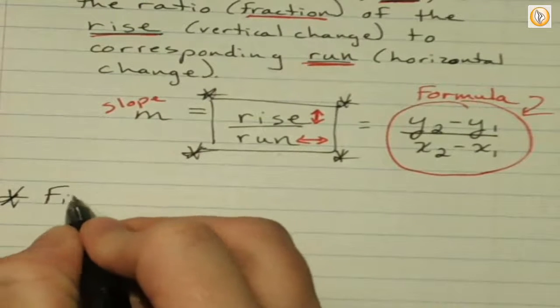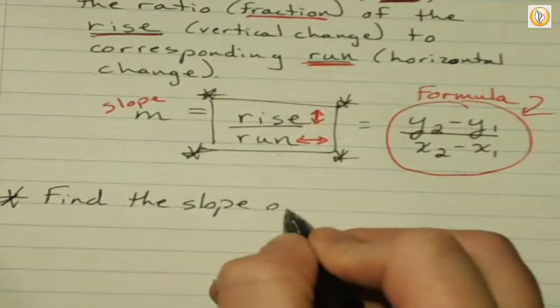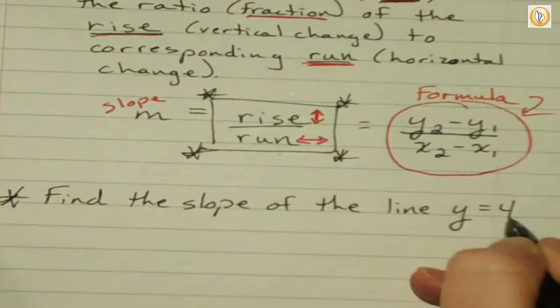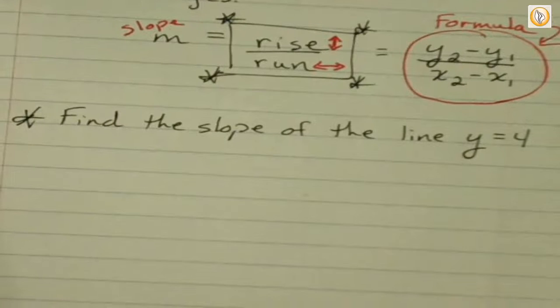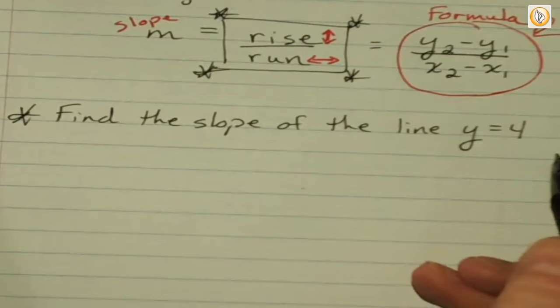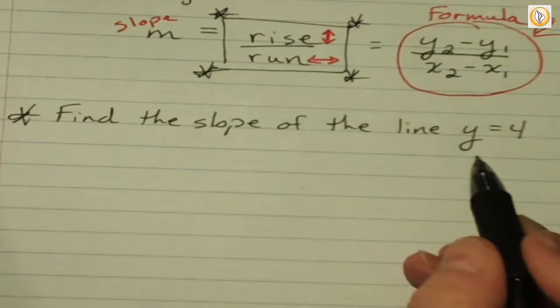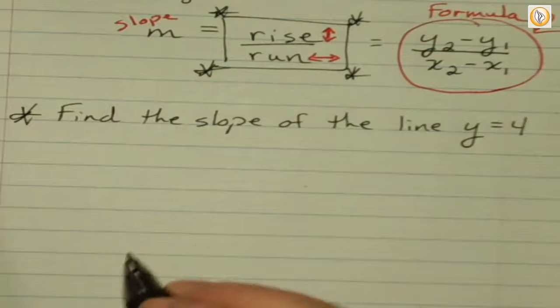Let's do an example. Find the slope of the line y equals 4. Okay, there's that one I was telling you about. All it is is y equals 4. We don't even have an x in here. So, is that going to be a horizontal or vertical line, based on number 24 yesterday? Okay, it's going to be horizontal.